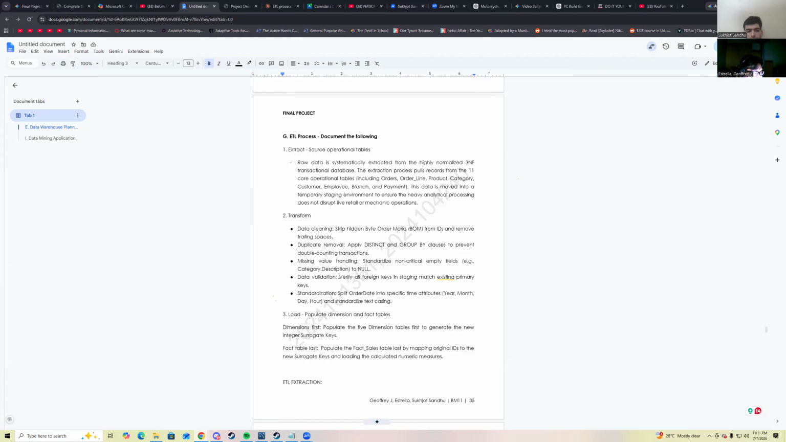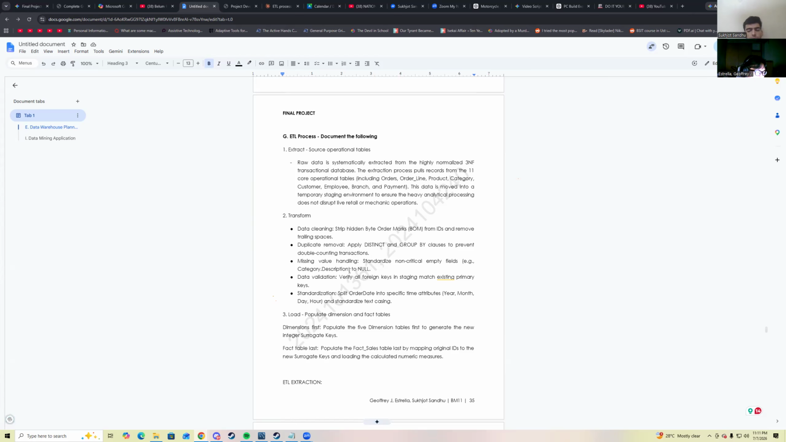Next is the transform phase. Real world data is messy, so we have to clean it before analyzing it. We strip out hidden computer characters, remove duplicates to prevent double counting our revenue, and break down complex order timestamps into simple readable categories like year, month, and hour.